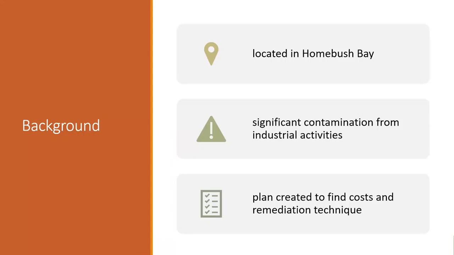The environment in the area had been significantly affected by contamination from industrial activities, such as from the state's brickworks, chemical factories manufacturing products such as pesticides, and was also used as an asbestos disposal site. All these activities contributed in some way to the site's contamination. Our team has created a remediation plan to find the cost associated with decontaminating the site and the preferred remediation technique, which will be discussed by the other speakers.